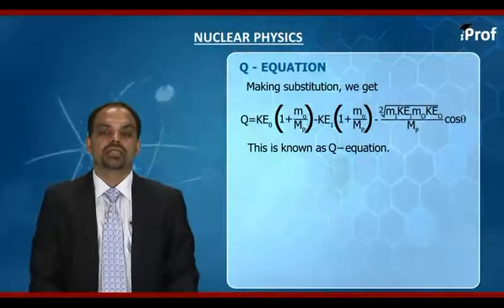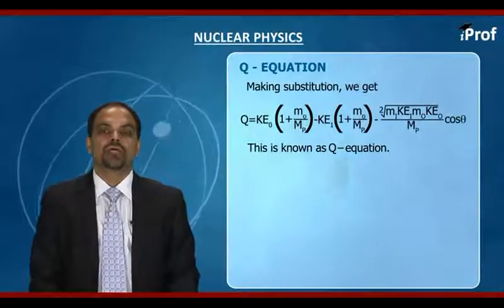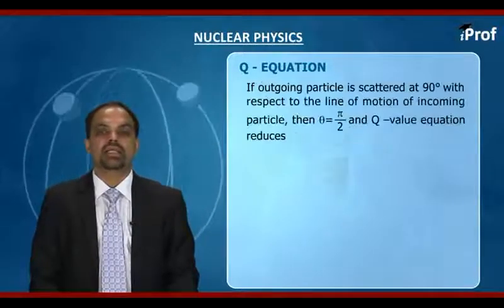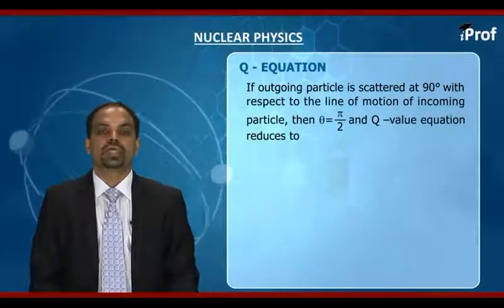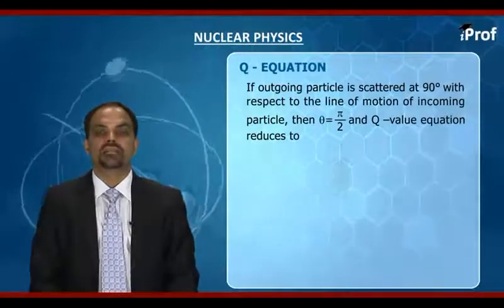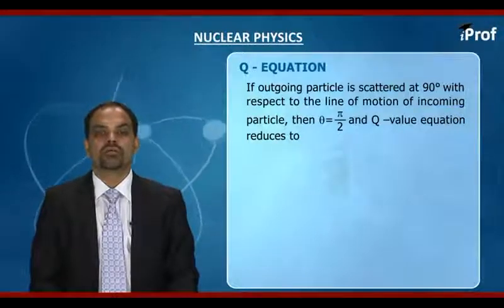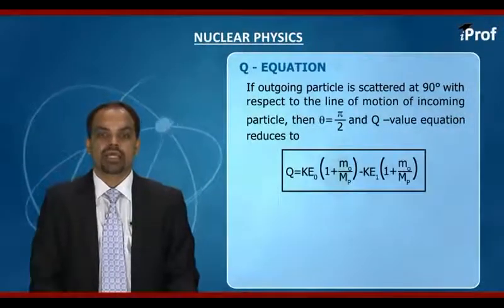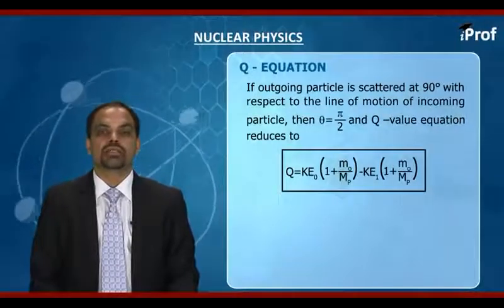There is a particular case of interest which is found in many of the numerical problems, when one of the angles is 90 degrees. Let's say theta is 90 degrees. When we make the substitution for theta equal to 90 degrees, we get a simpler version of the Q equation. Again, I repeat, students, you're not supposed to remember this equation.